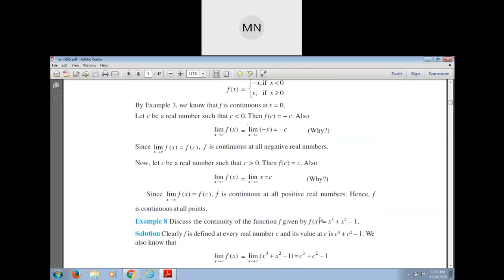Now this is an example of a polynomial function. See that f of x equals x cube plus x square minus 1. And I have already told you that a polynomial function is continuous everywhere. Okay, write it also as a note: a polynomial function is also continuous everywhere.